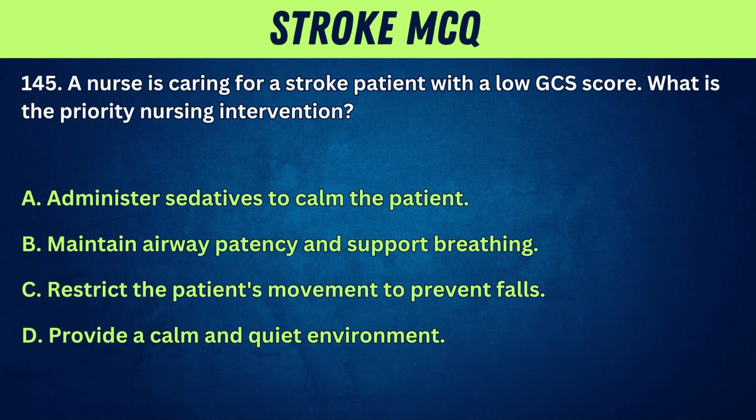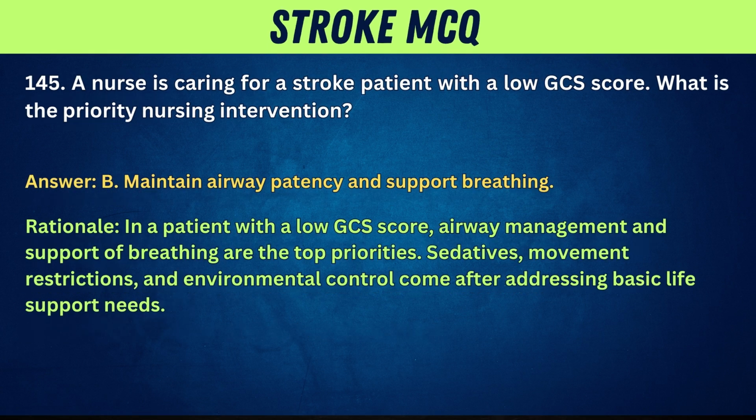145. A nurse is caring for a stroke patient with a low GCS score. What is the priority nursing intervention? A. Administer sedatives to calm the patient. B. Maintain airway patency and support breathing. C. Restrict the patient's movement to prevent falls. D. Provide a calm and quiet environment.